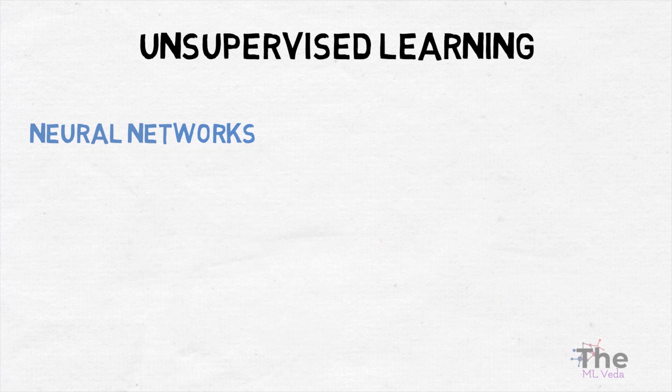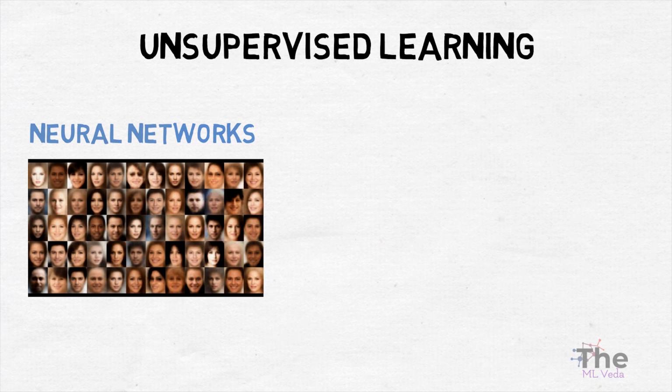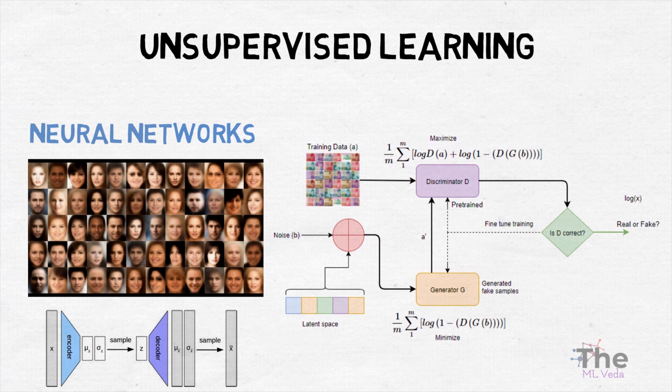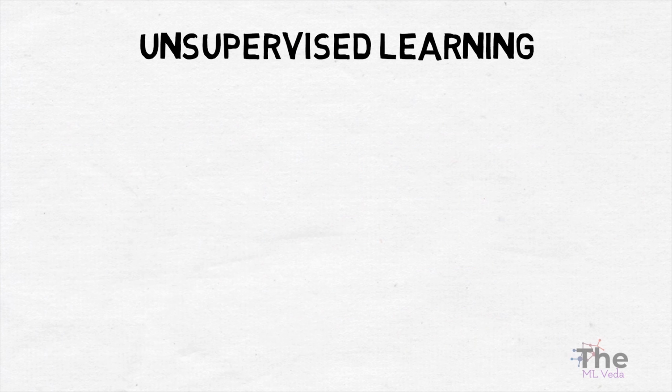Then we have neural networks. Yes, neural networks have a huge impact in the area of unsupervised learning. If you look at the faces below, those are faces generated by a neural network. Maybe they're generated by a variational autoencoder or a generative adversarial network. If you do not understand the network architectures, don't worry about them. We'll get into every single one of them in detail.